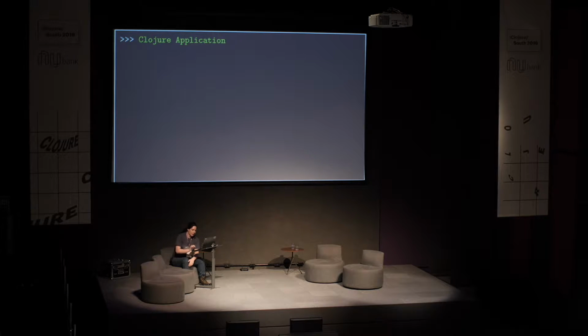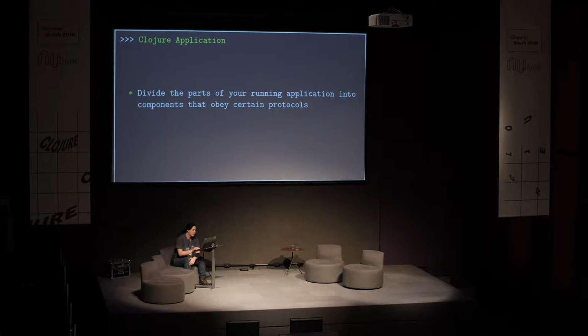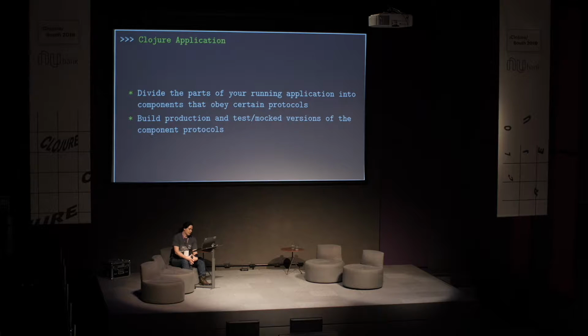But we want to do that on Clojure applications, so we need to know how we structure those Clojure applications. You typically divide the parts of your running application into components that obey certain protocols. You don't need to do that, but I think that you really should. And then you build production and test mocked versions of these component protocols, so that when you are actually testing, you're testing with the mocked versions of the components, and you can have a test version of your system to do the testing with.